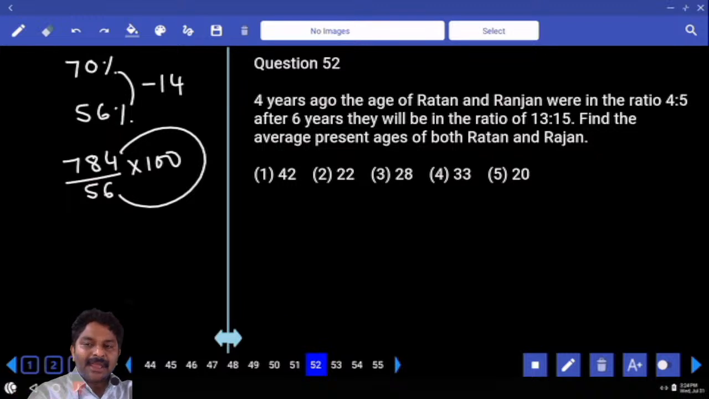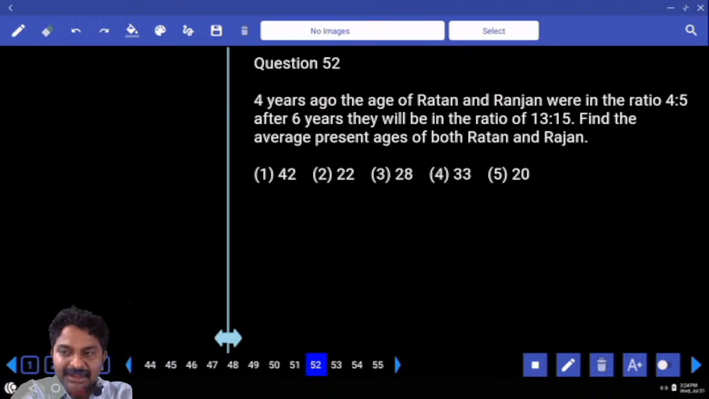4 years ago, the average ages of Ratan and Rajan were in the ratio 4:5. After 6 years, they will be in the ratio 13:15. Find the present average age of both Ratan and Rajan. We were given the average in the options.